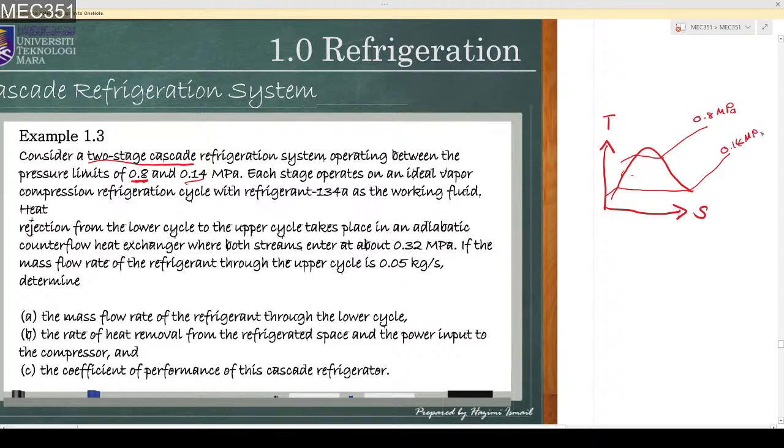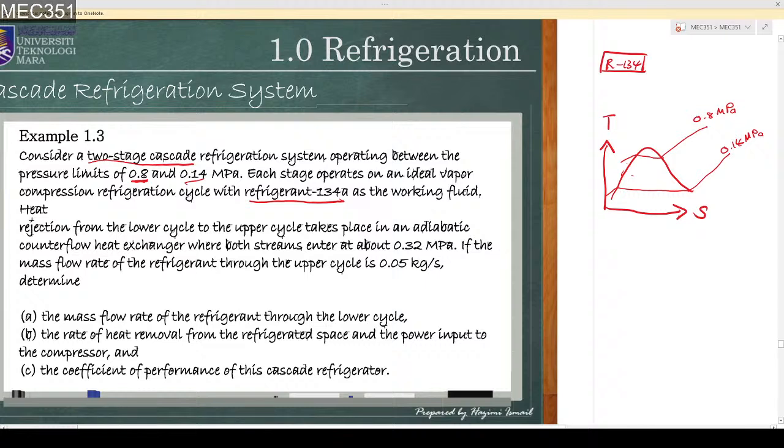Each stage operates on an ideal vapor compression. So the question just assumes that the vapor compression is ideal, so there is no isentropic efficiency in the compressor, and there is no pressure drop in the system. And refrigerant 134a as a working fluid. So just jot down R134a.